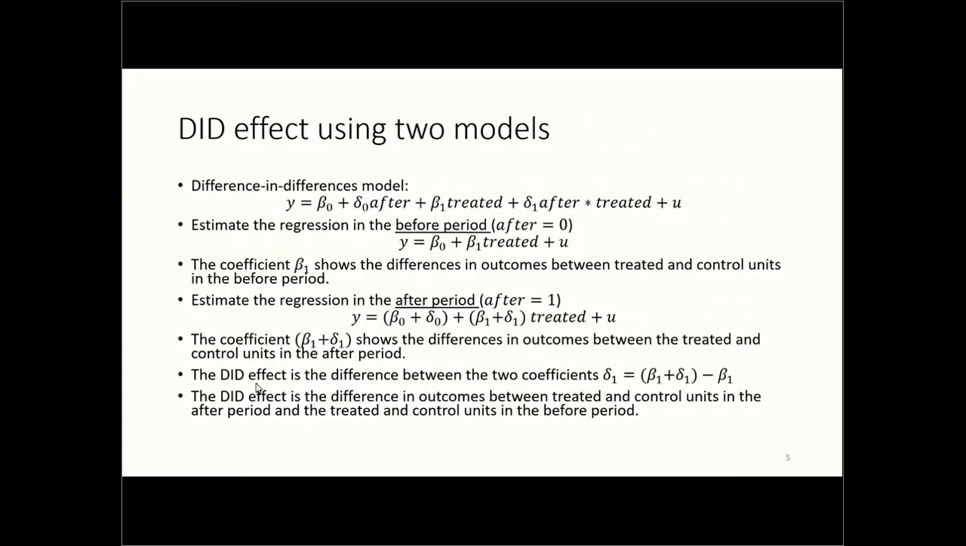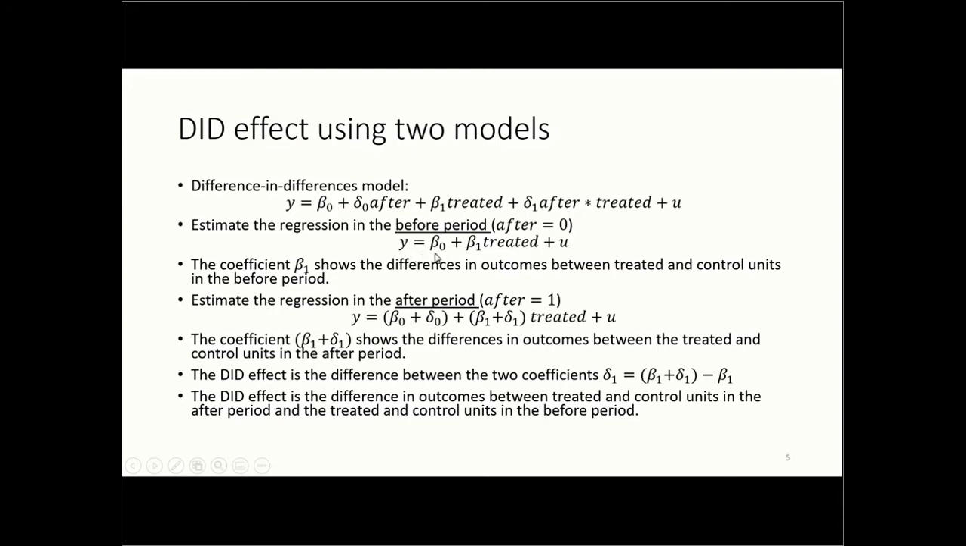So let's consider this difference in differences effect using two models. Here I'm going to show you the slow way in which we can calculate the difference in differences, but we typically will go the faster way. So suppose that we have this difference in differences model, like the way we introduced it on the previous slide. But here we would estimate one regression in the before period, where after is equal to 0, and then another regression in the after period, where after would be equal to 1.